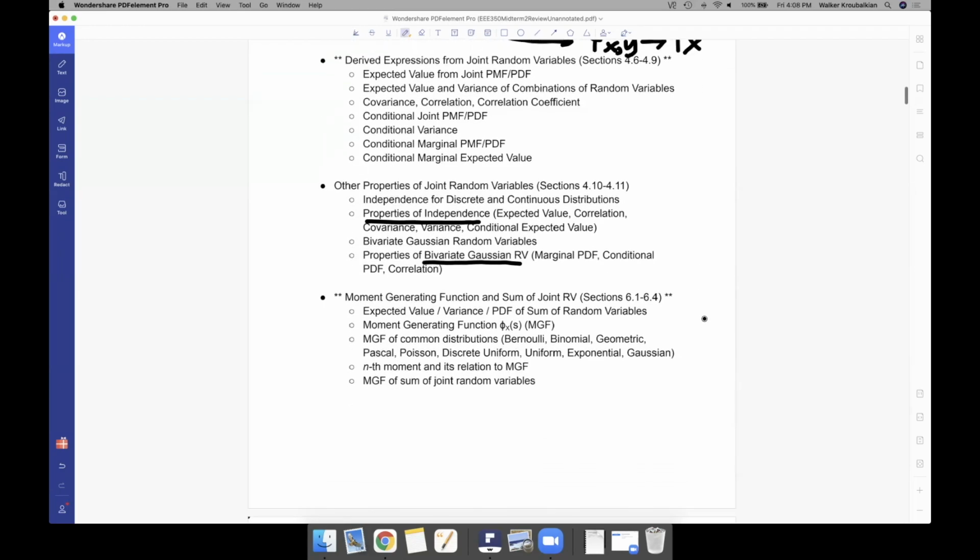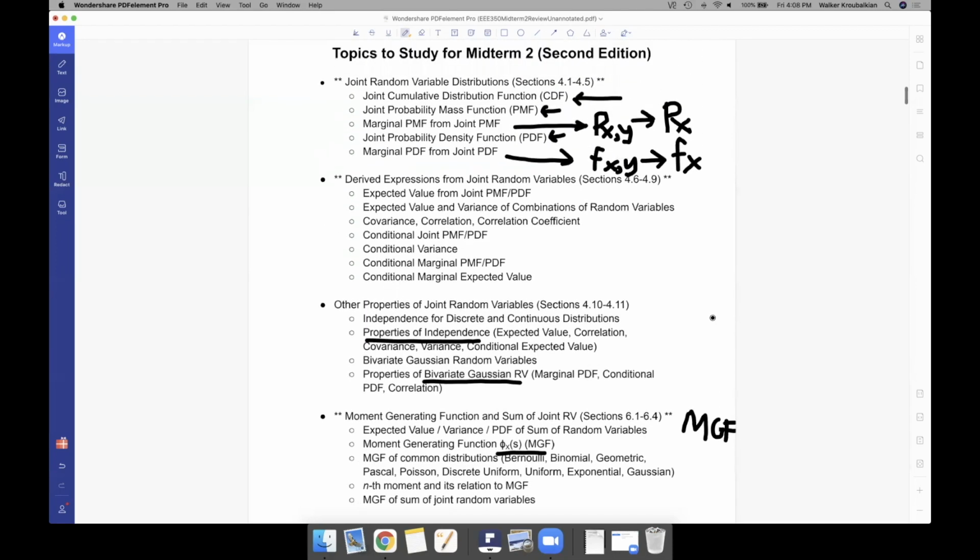And finally, in chapter 6, we talk about the moment generating function. So this is another acronym to remember, MGF, right? The moment generating function, which is represented by phi, and how that relates to the moments of a random variable. So we'll talk about that in one of the questions. So yeah, these are the topics to study.